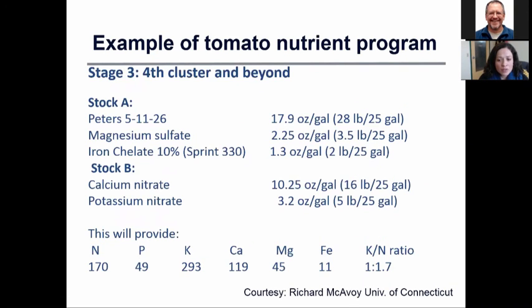And then when we go to the 4th cluster and beyond, you're going to be adding the same baseline. You're going to add some magnesium sulfate, iron chelate, and then again, you're adding your calcium nitrate and potassium nitrate, okay?